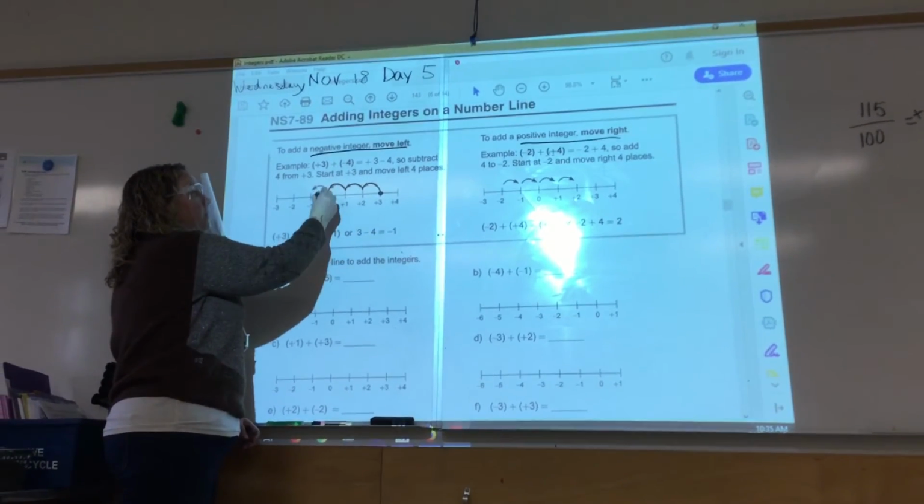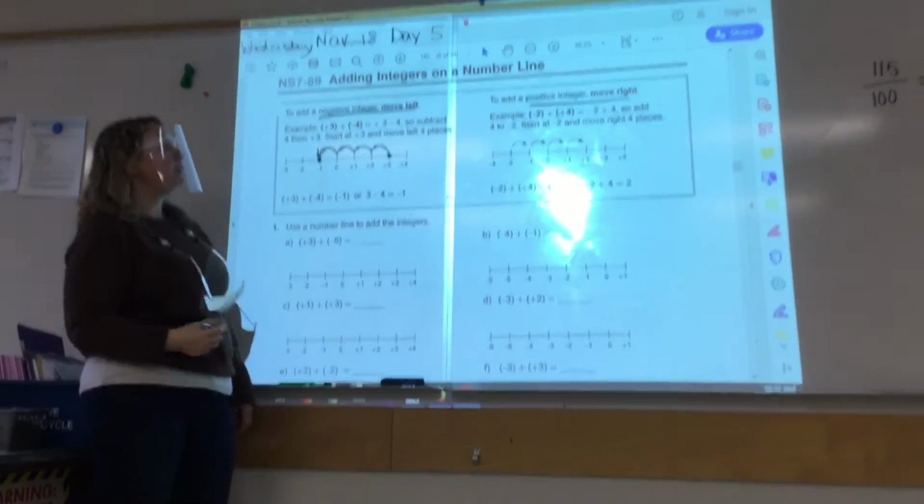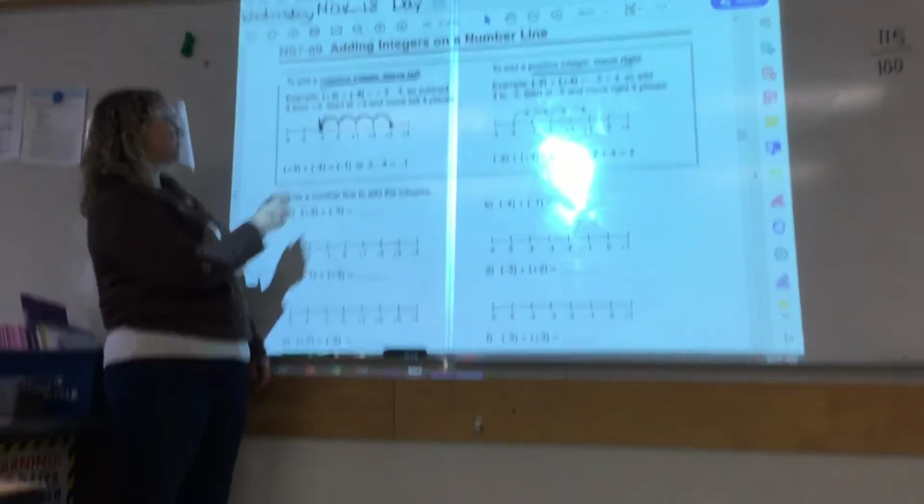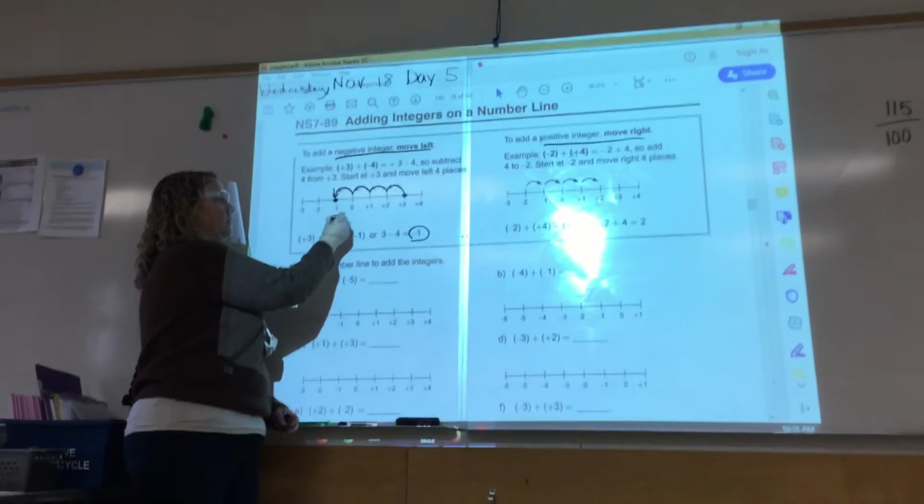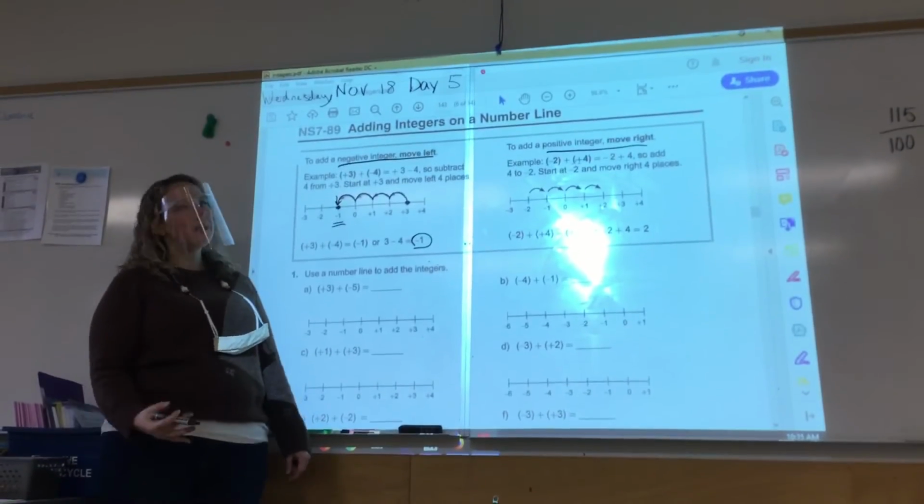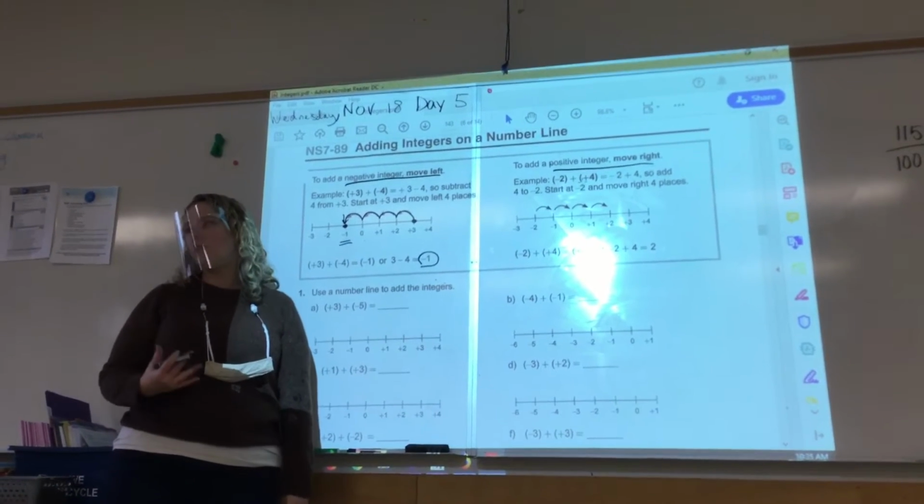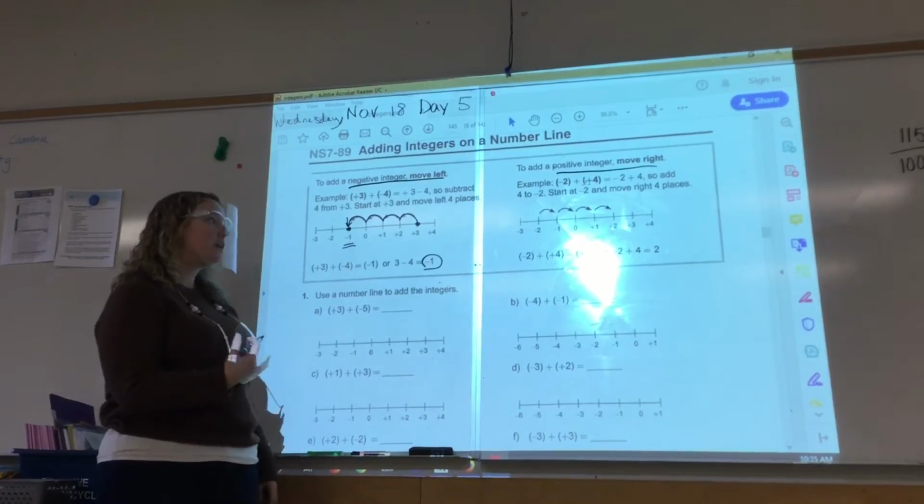1, 2, 3, 4. And where you end up on the 4th jump, that's going to be your answer, negative 1. Okay, so that means that positive 3 plus negative 4 is negative 1. So we're using the number line to figure that out. Okay, let's try one where it's a positive number.